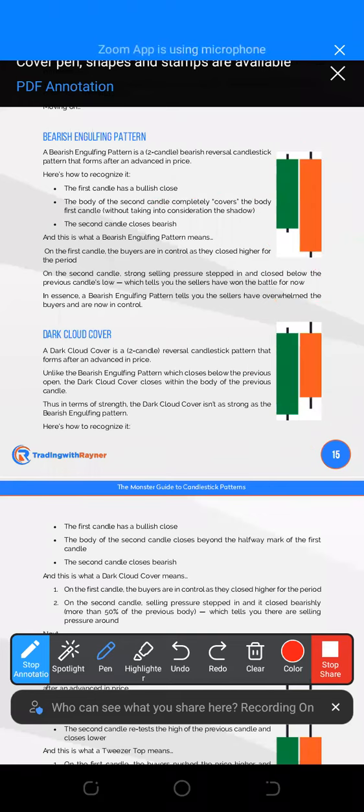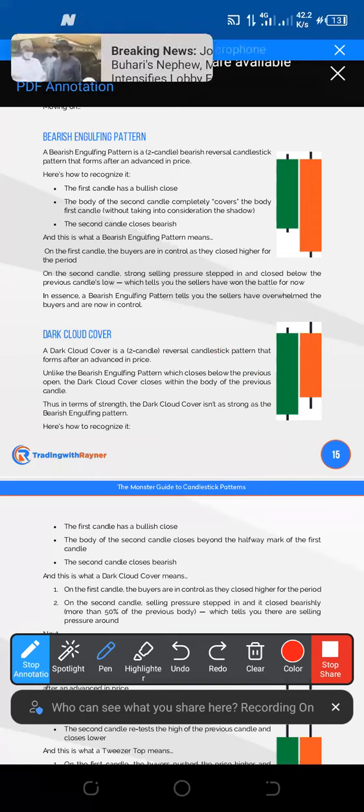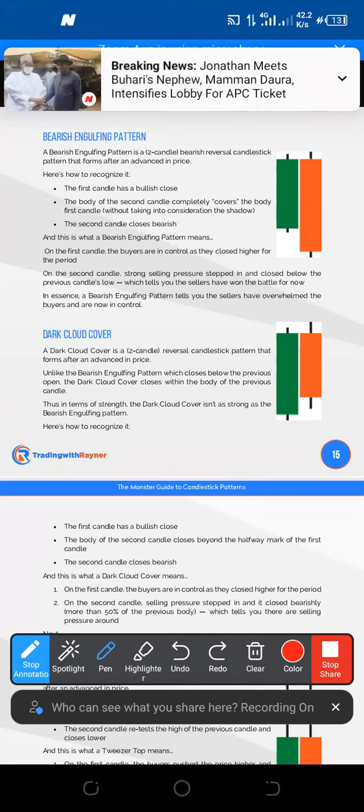So a dark cloud cover is a reversal candlestick pattern that forms after an advance in price. When they say advance in price, they are also talking about what? Buying. So when you see advance too, this is another terminology. Kindly take note. Advance in price means buying pressure. Then under the bearish engulfing pattern, which closes below the previous open, the dark cloud cover closes within the body of the previous candle. Thus, in terms of strength, the dark cloud cover isn't as strong as the bearish engulfing pattern.